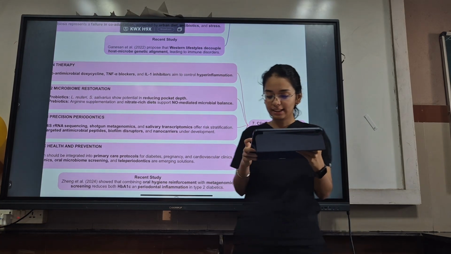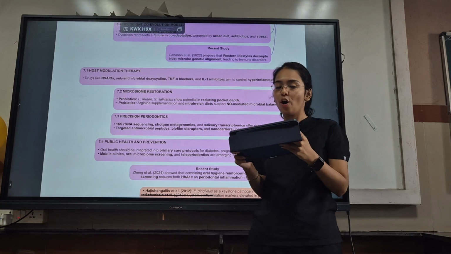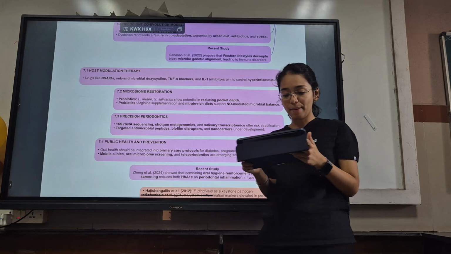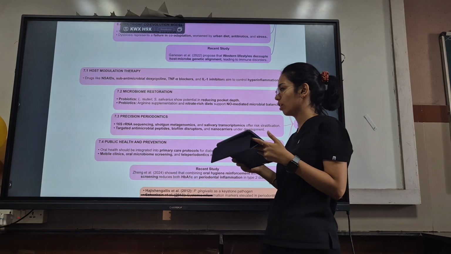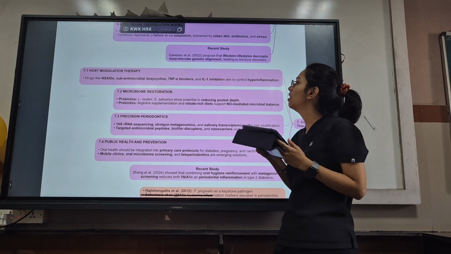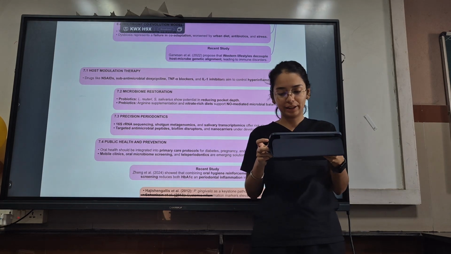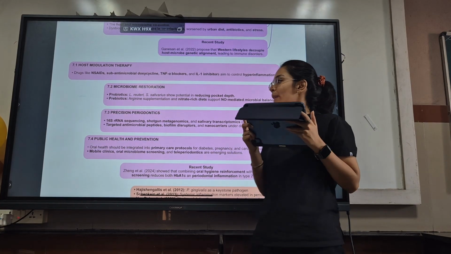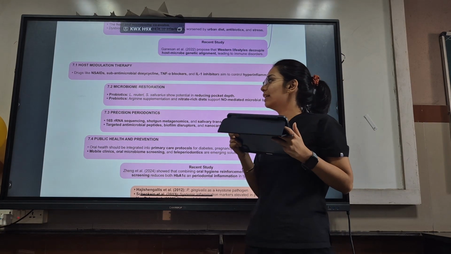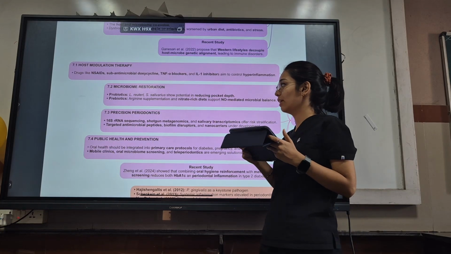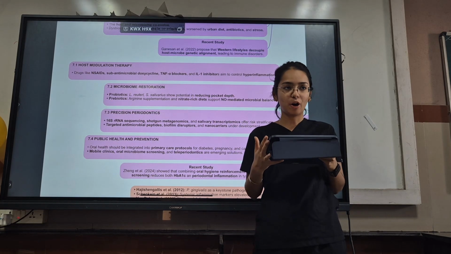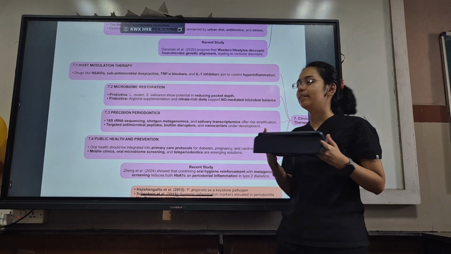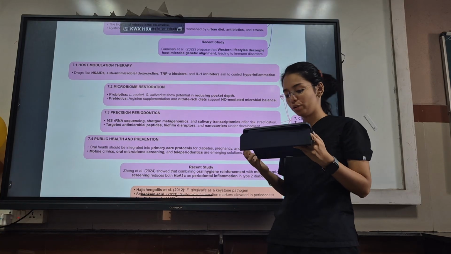Now moving on to the clinical translation and therapeutic prospects. There is host modulation therapy using NSAIDs and sub-antimicrobial doxycycline, TNF alpha blockers and interleukin-1 inhibitors, which aim to control hyperinflammation. Secondly, we have microbiome restoration using probiotics and prebiotics. Probiotics like Lactobacillus reuteri and Streptococcus salivarius have the potential of reducing pocket depth, and prebiotics like arginine supplementation and a nitrate-rich diet support NO-mediated microbial balance.